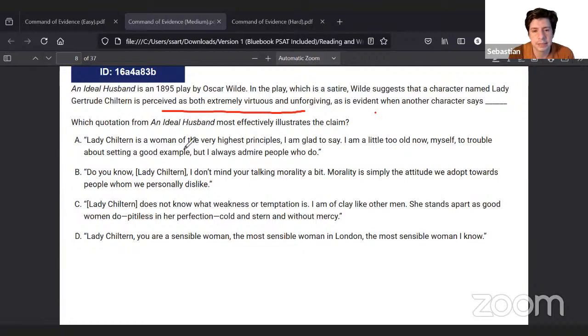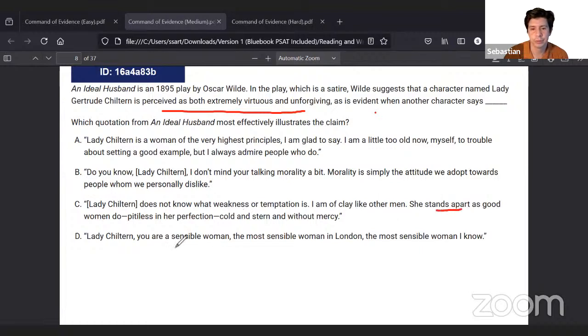C: Lady Chiltern does not know what weakness or temptation is. I am of clay like other men. She stands apart as good women do, pitiless in her perfection, cold and stern, and without mercy. And D: Lady Chiltern, you are a sensible woman, the most sensible woman in London, the most sensible woman I know.